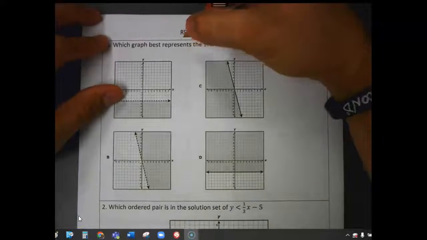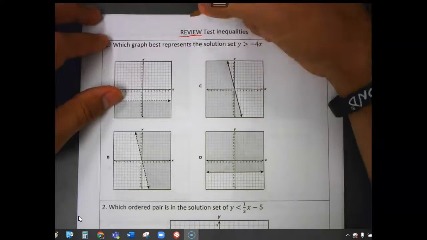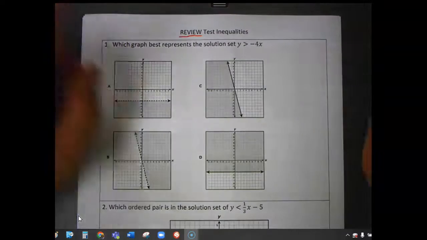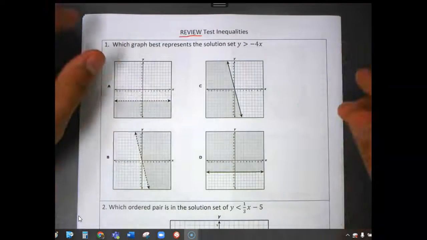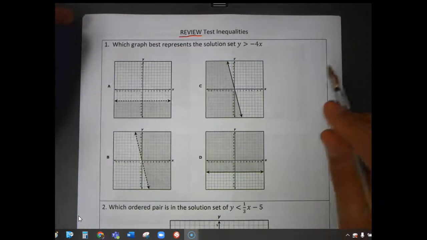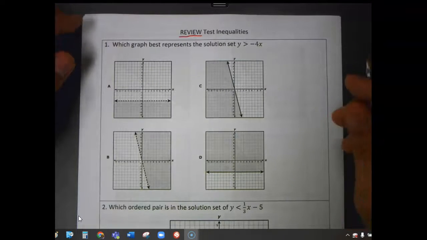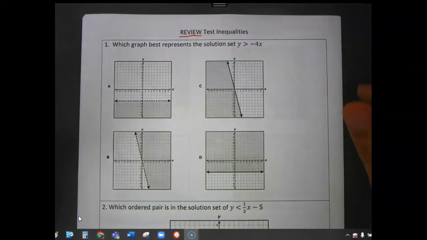Alright, so here's the review for our test. The review and the test are very similar, okay? So similar, I may have only changed one thing, but that does not mean the answers are going to be the exact same. So it's very important that you actually do your review, okay? And that you understand what's going on here, okay? So let's look at this, okay?